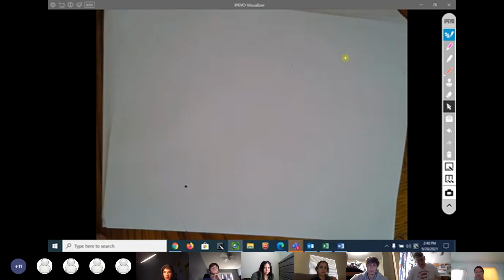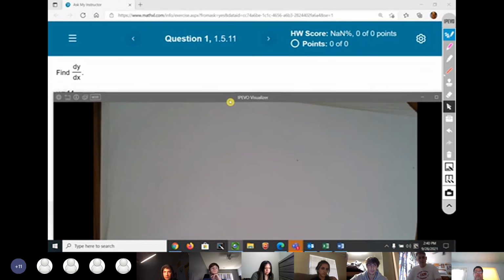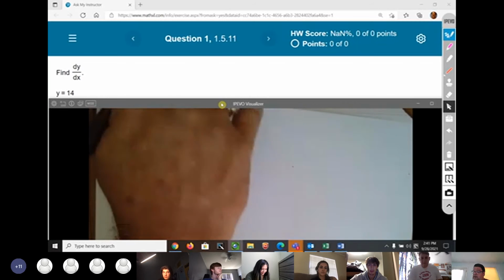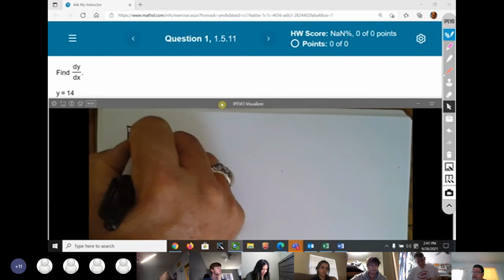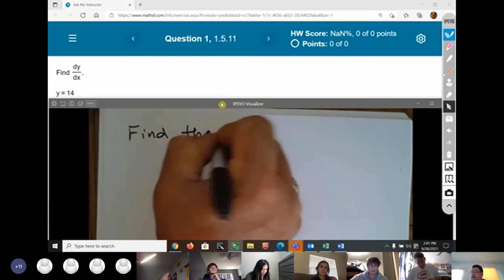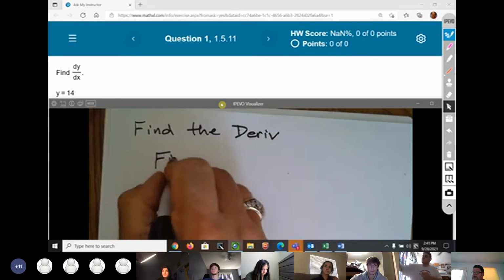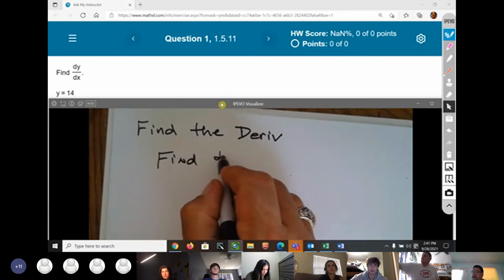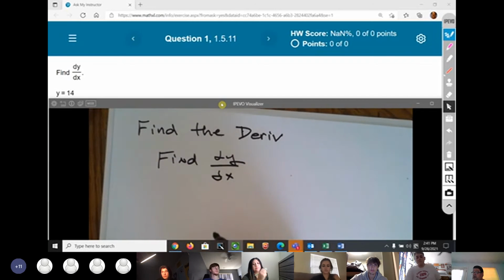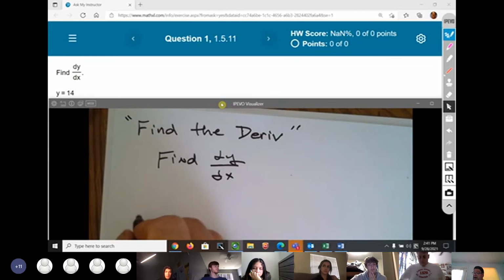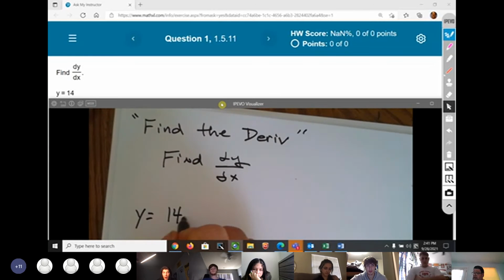So this one says find the derivative. This says find the derivative. Find dy dx. That's what that means. Find the derivative. Y is equal to 14x to the 0.